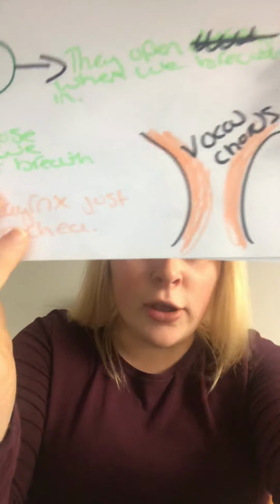Now I'm going to move on to the vocal folds. Now, the vocal folds are very, very important. I have mentioned them in a previous video. They are located in the larynx, just above our trachea. They are curved inwards towards each other, so they just look like that, with space in between.